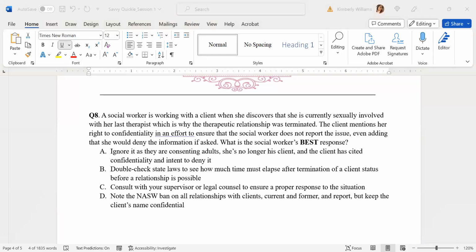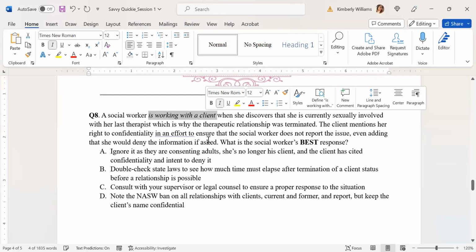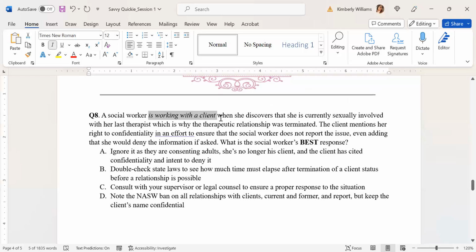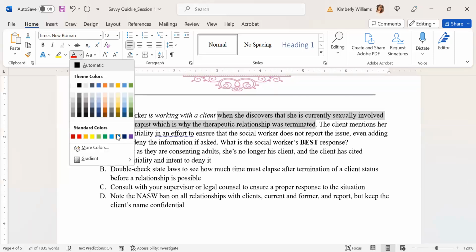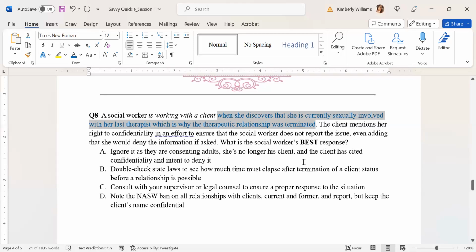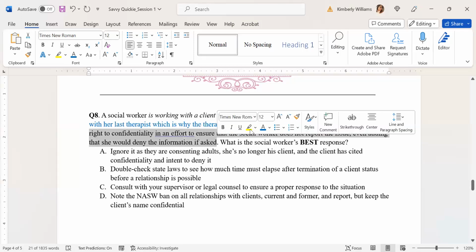This is a good question. Let's see where we are. It says the social worker is working with the client, so you're pretty much in the middle phase, the intervention phase, because you've already started working with her. Then you discover that she is sexually involved with her last therapist. That's the presenting issue. The client is basically saying, yep, that's what I'm doing, but that's my business and you can't tell it. That's pretty much what this is saying.